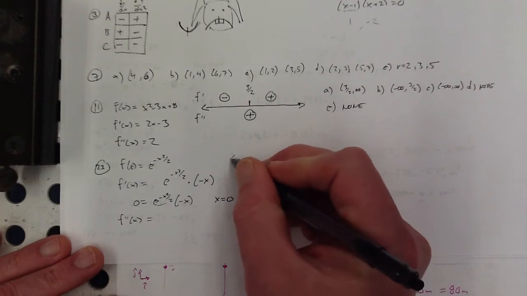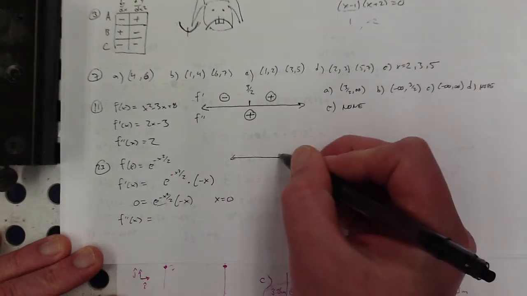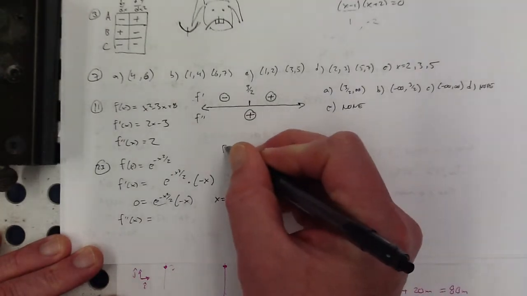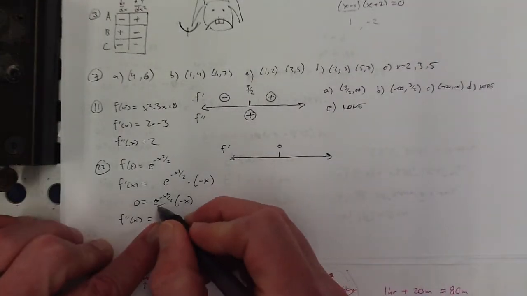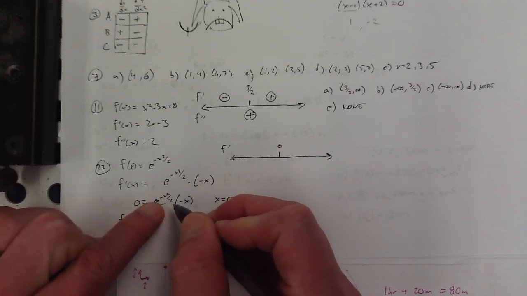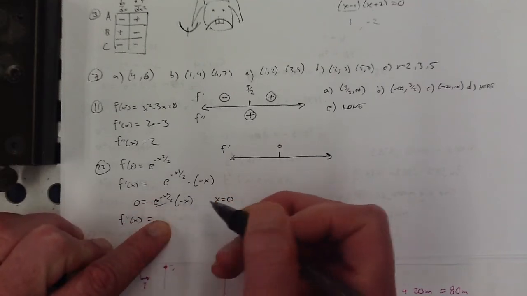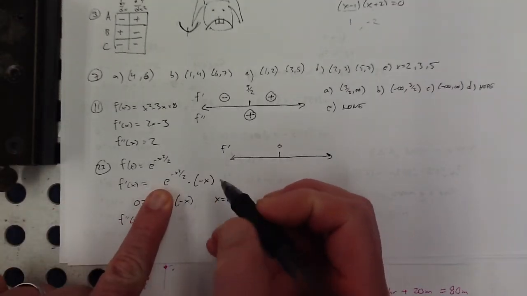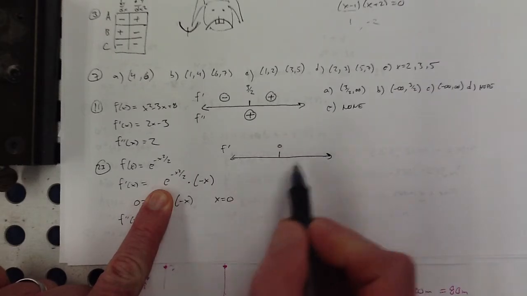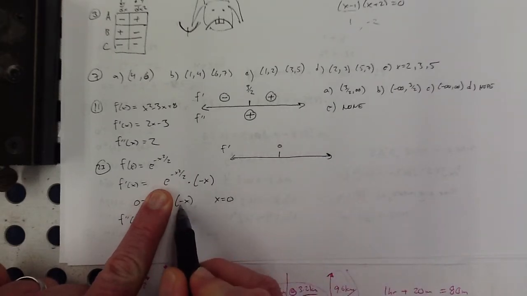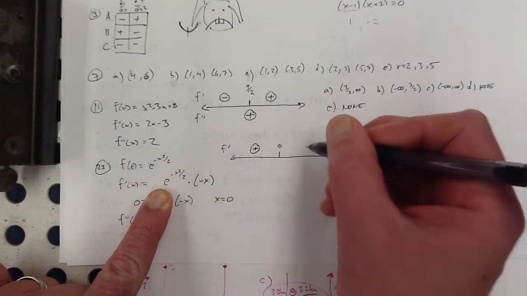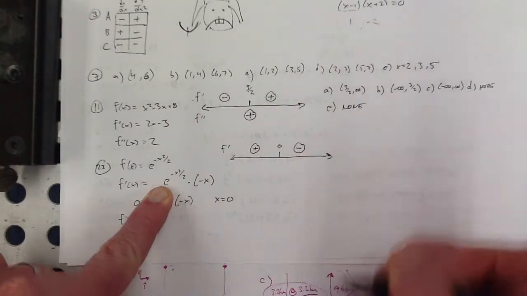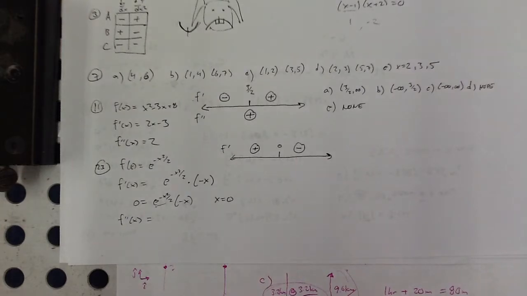So when I make my little sign chart, that will be there. And then since this is e, a positive number to a power, that's never going to be negative. So I don't have to pay attention to the sign of that at all when I'm making the signs here. So since this is negative x, if I plug in a negative number, it's actually going to be positive. And if I plug in a positive number, it's going to be negative. Okay, so sorry, I got distracted there.